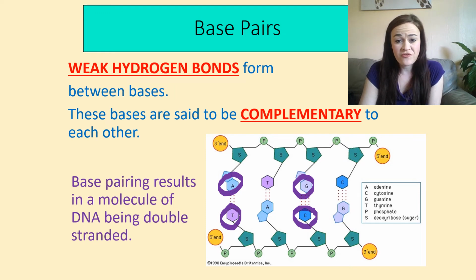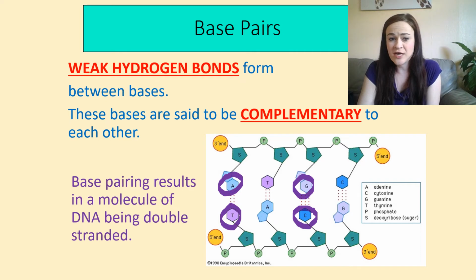And the bonds that form between the base pairs are weak hydrogen bonds. And you'll have heard this at National 5, the bases are said to be complementary to each other. Now, if you've ever wondered why A only bonds with T and why G only bonds with C, it is because of the number of hydrogen bonds.